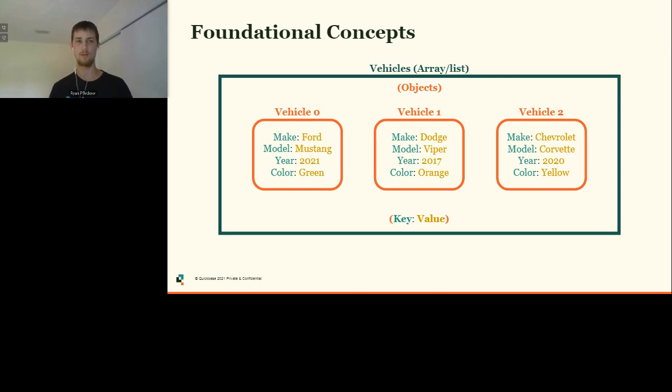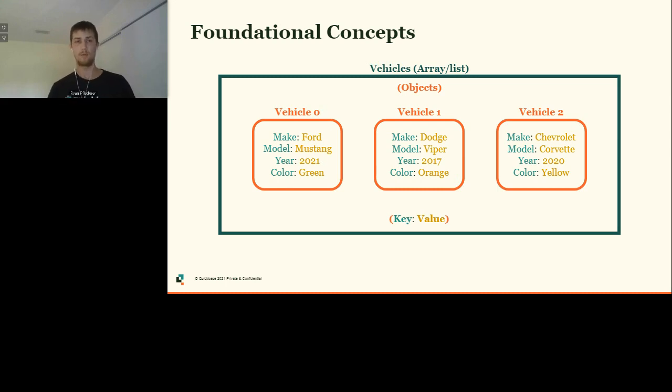So within JSON, we've got this file structure that has arrays or lists, it has objects, and it has key value pairs. As we can see on this slide here, we've got the overall box, which is vehicles. So this is an array or a list. Within that array, we have objects. And each of those objects is a separate vehicle.